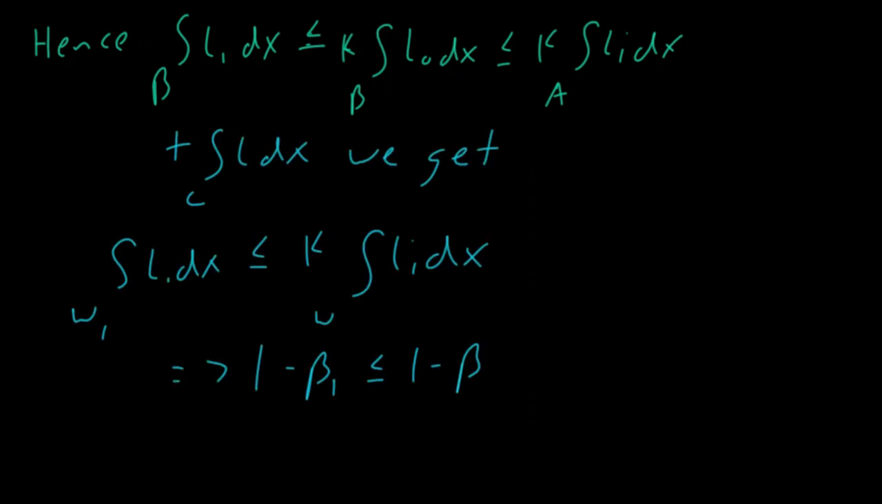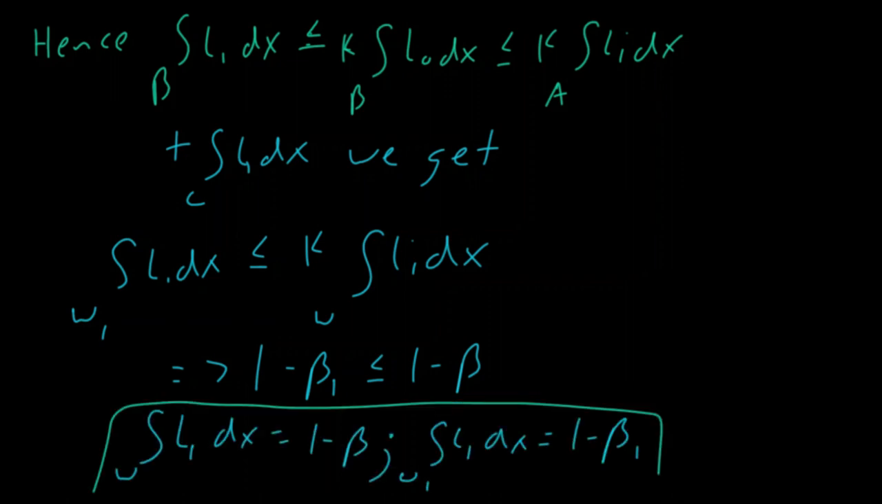By adding the integral across C of L1 dx, we get the integral across W1 of L1 dx is less than or equal to K times the integral across W of L1 dx, and this implies that 1 minus beta 1 is less than or equal to 1 minus beta because of our earlier definitions. So, by the definition of the most powerful test, we can conclude that W is the most powerful critical region of size alpha.